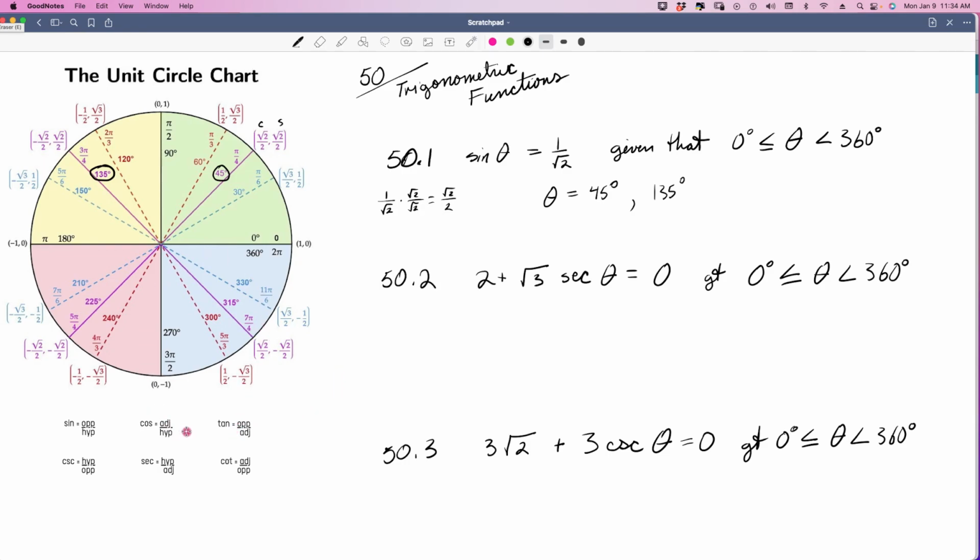Also on our unit circle chart at the bottom, I've given us the values for sine, cosine, tangent, cosecant, secant, and cotangent, so that we have those references handy also. That will help us when we need to flip these, so we know which ones we need to flip. Right. So let's look at 50.2.